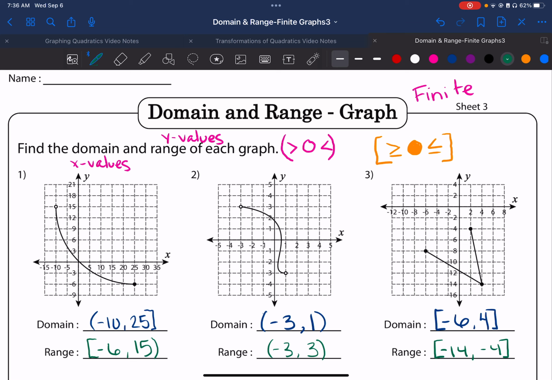All right, so you have 3 videos on finite graphs for the domain and range. Go ahead and look at the next video to see what it's like when our graphs are continuous or infinite.